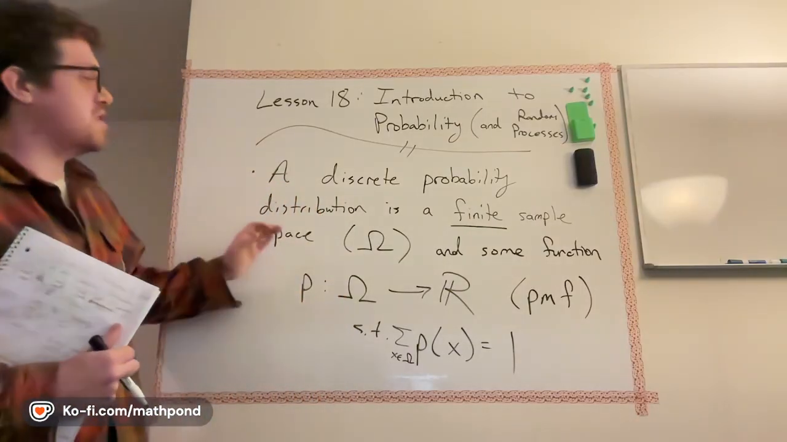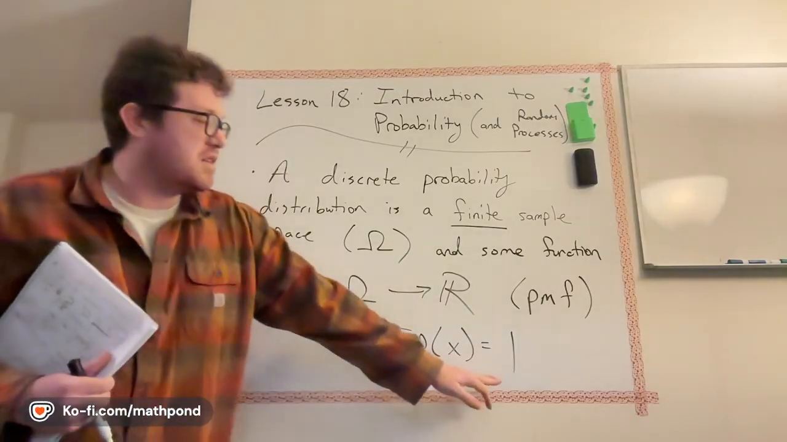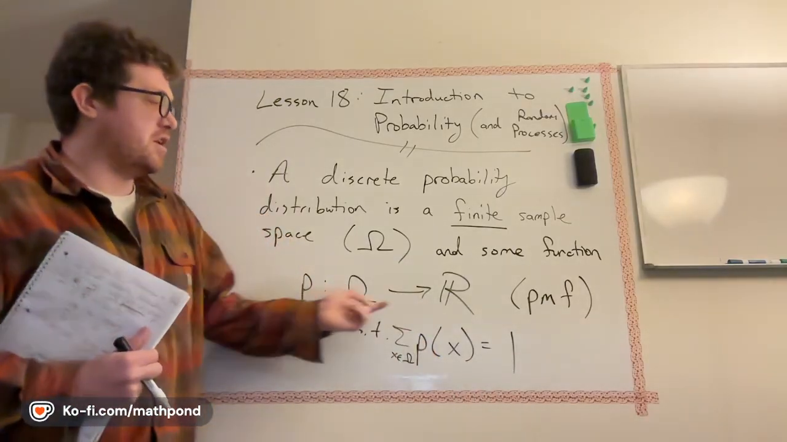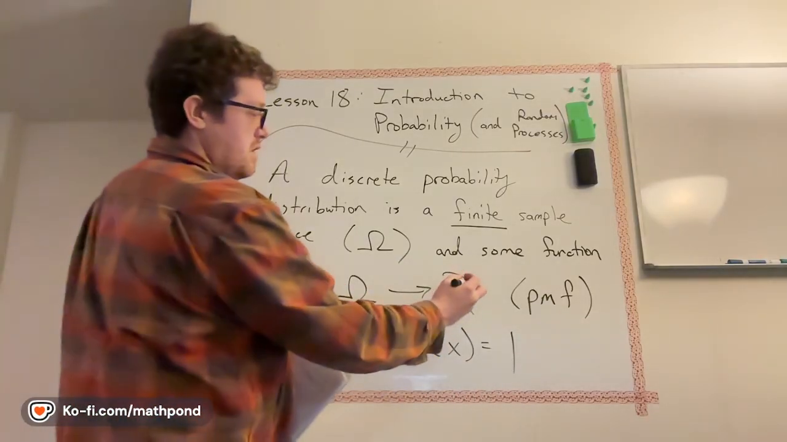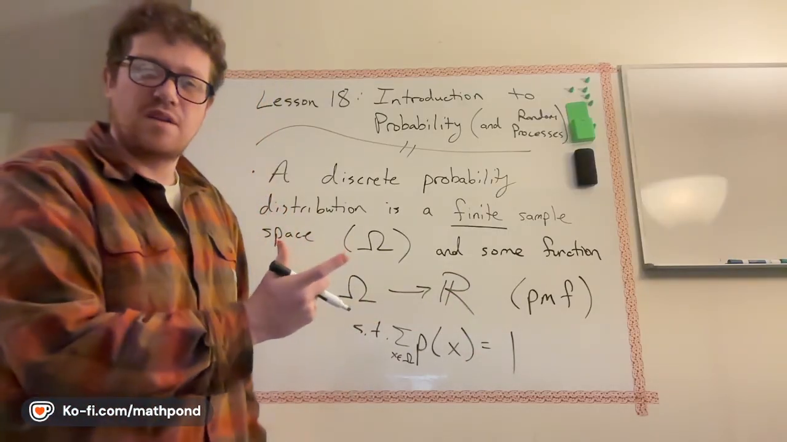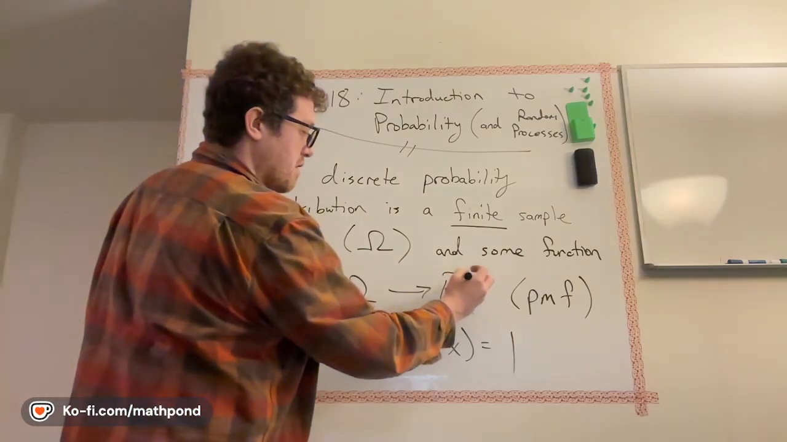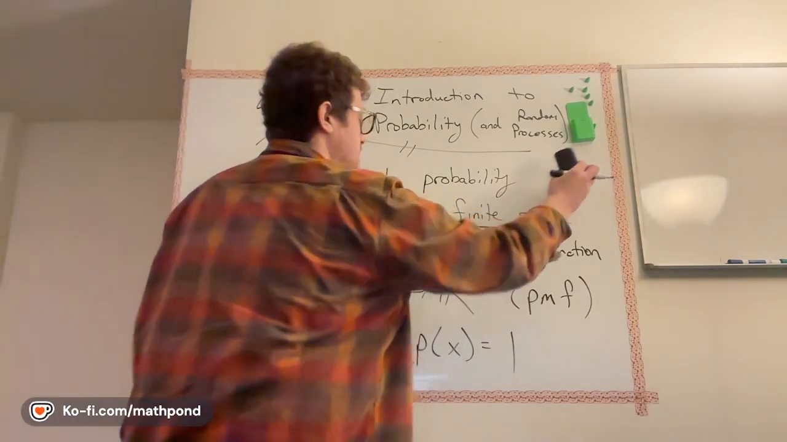Right, so just some things that could happen, assign probabilities to them, and the probabilities have to add up to 1. So this is just a function. I guess technically these are not just real numbers, but they're within 0 to 1. So maybe I should change that.